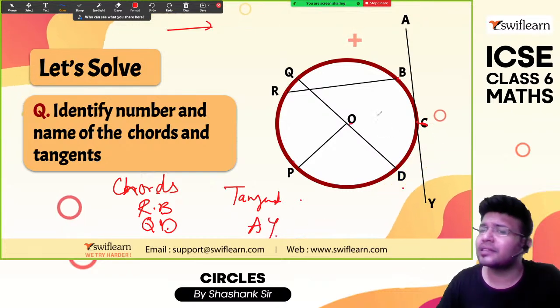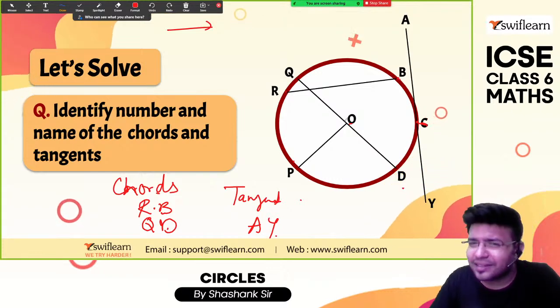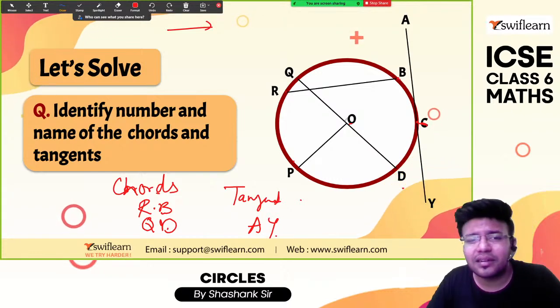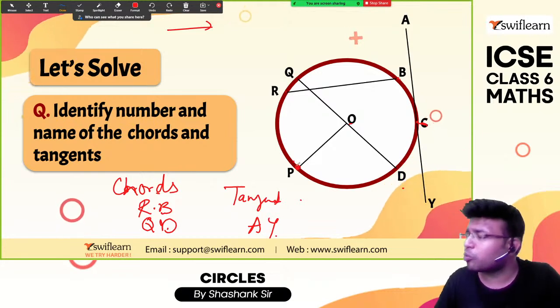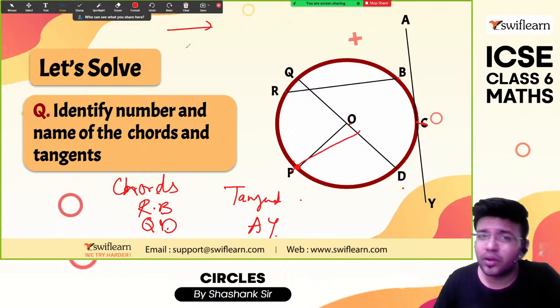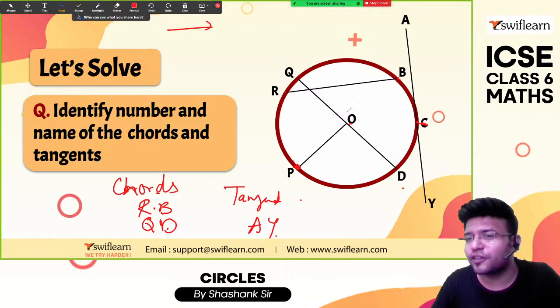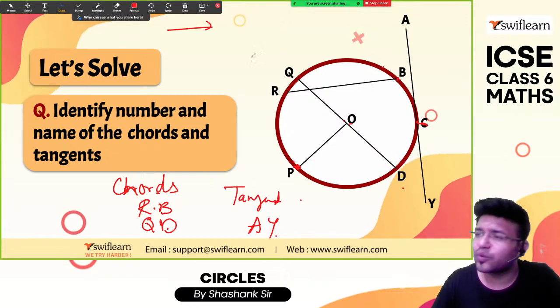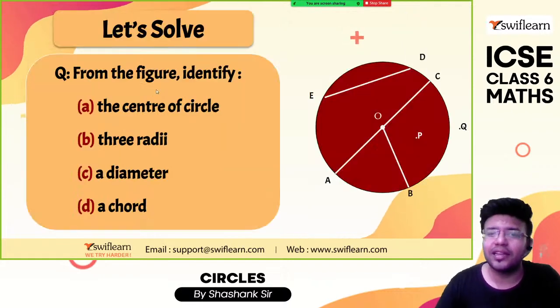Sir, OP क्या है sir? OP is a radius. It is neither a chord nor a tangent, it is a radius. Sir, it is intersecting 1 point. 1 point तो क्या हुआ? Okay, the other point is inside. That cannot be a tangent. And if it had intersected the circle somewhere else, it would have been a chord. Okay, that's just a radius.